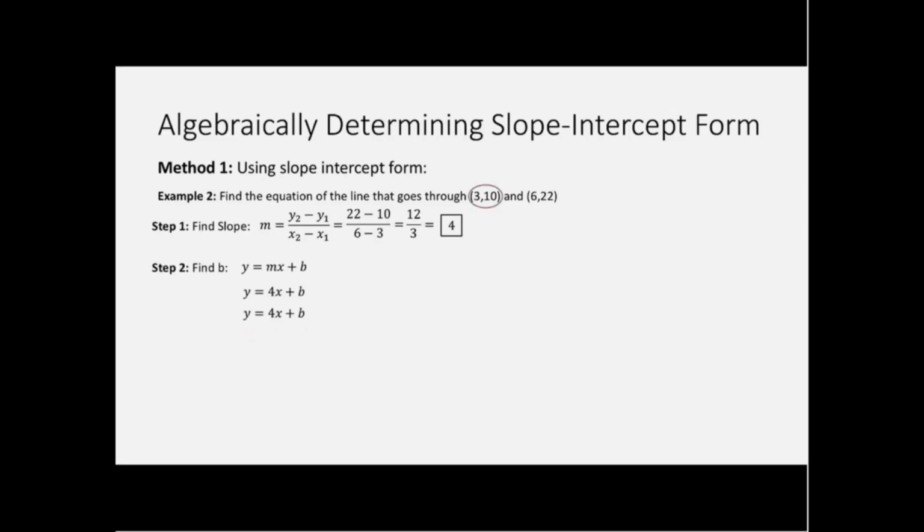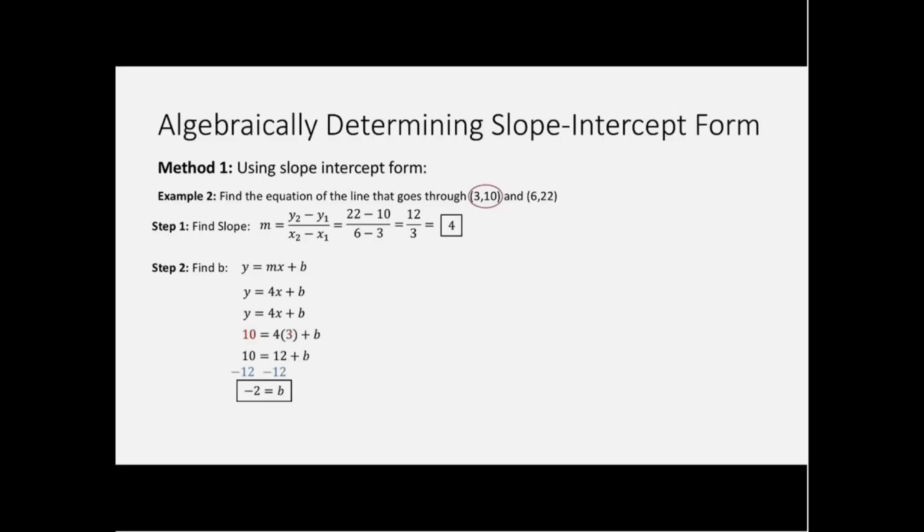And then I'm going to plug it into the equation. I plug in 3 for my x, I plug in 10 for my y, and now the only thing that I have left is b, so I just do some basic algebra to solve for b. 4 times 3 is 12. Subtract 12 from both sides. And I get b is equal to -2. And that's great. That's all I need.